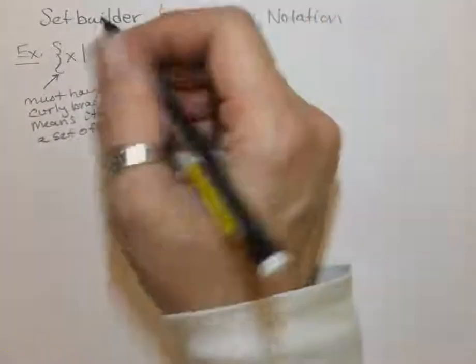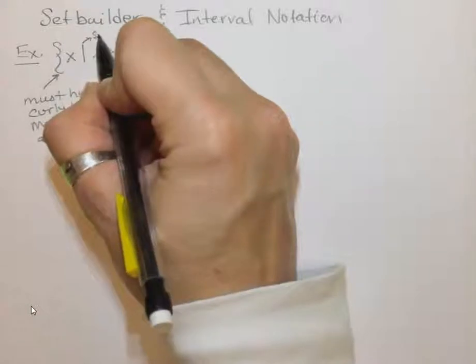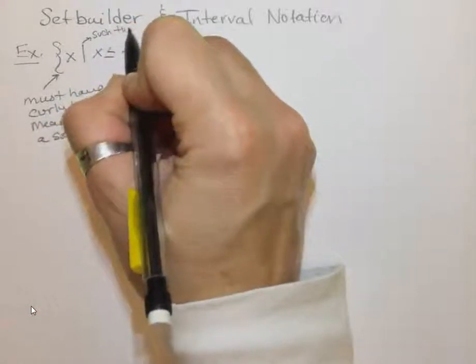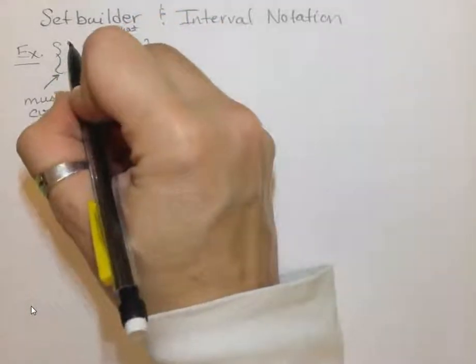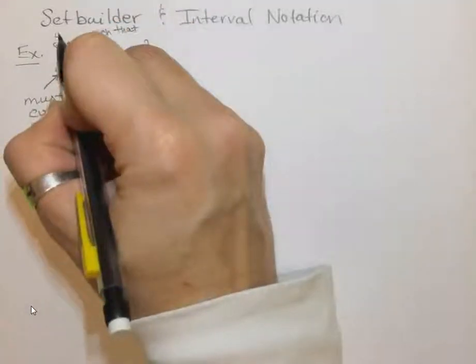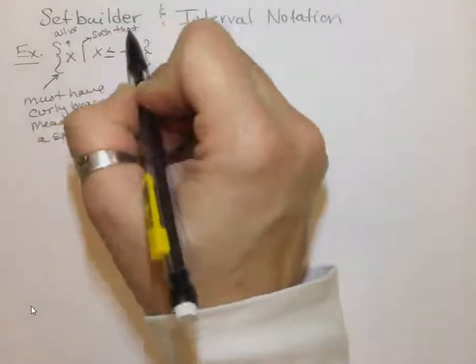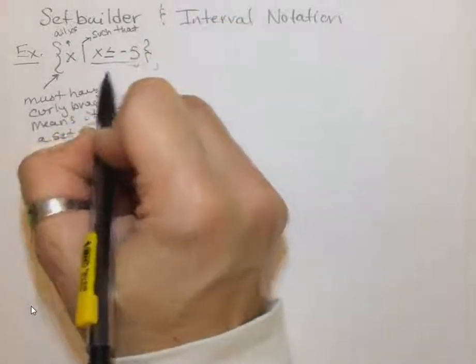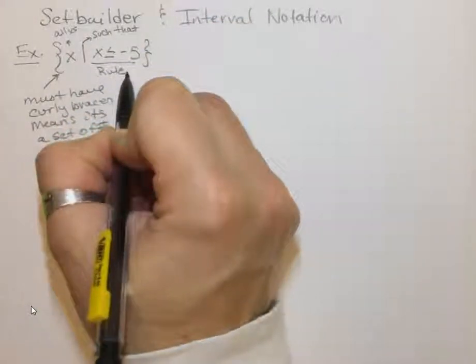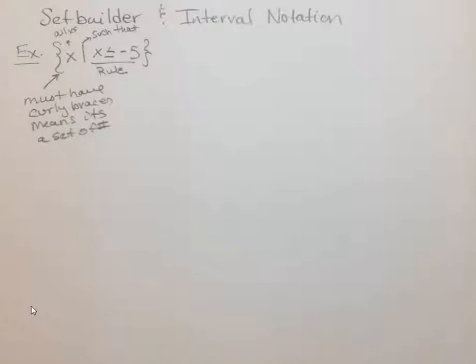This little line means such that, and this means basically all your x's such that follow this rule. So that's really all set builder is.